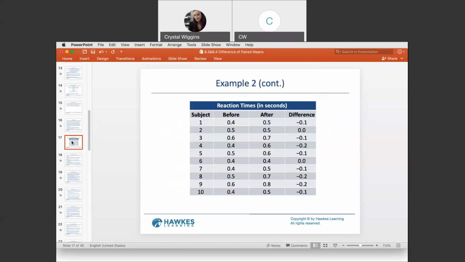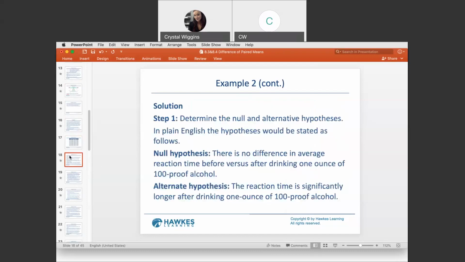Now, this is a paired design because we are using the same 10 subjects for both samples. And in this particular example, it is sufficient to do that because we can test them before and after. So we can see the reaction times in seconds before and the reaction times after. And we want to know if this 1 to 2 second difference is a big deal or is statistically significant. So first, the null hypothesis, there's no difference in the average reaction times. And the alternative is that there is.